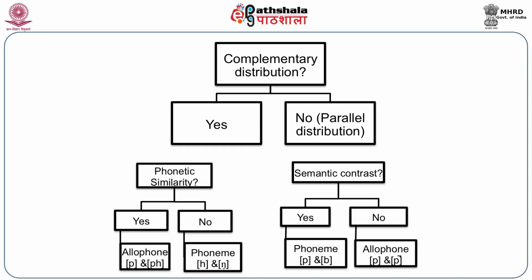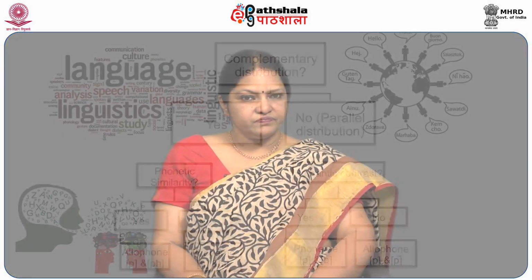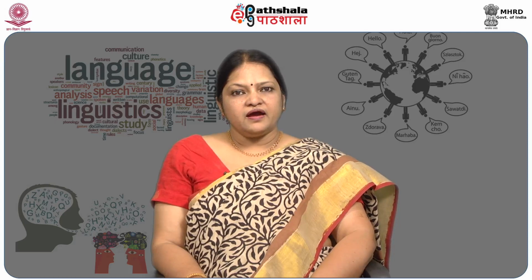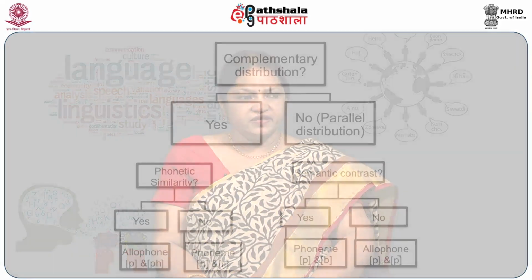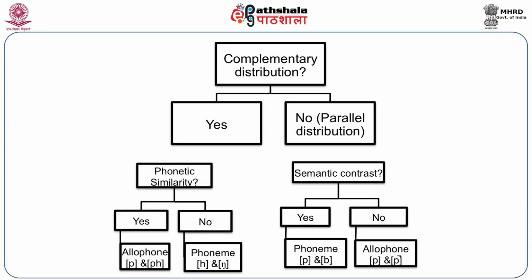If the answer to the question, are they in complementary distribution, is yes, then you ask the next question: is there any phonetic similarity? For instance, take the unaspirated p and the aspirated p in English. Aspirated p occurs at the beginning of stressed syllables and the unaspirated p occurs elsewhere. So they are in complementary distribution. Where one occurs, the other does not occur. Is there phonetic similarity? Yes. Both of them are bilabial, voiceless, plosive sounds. So they are allophones of the same phoneme.